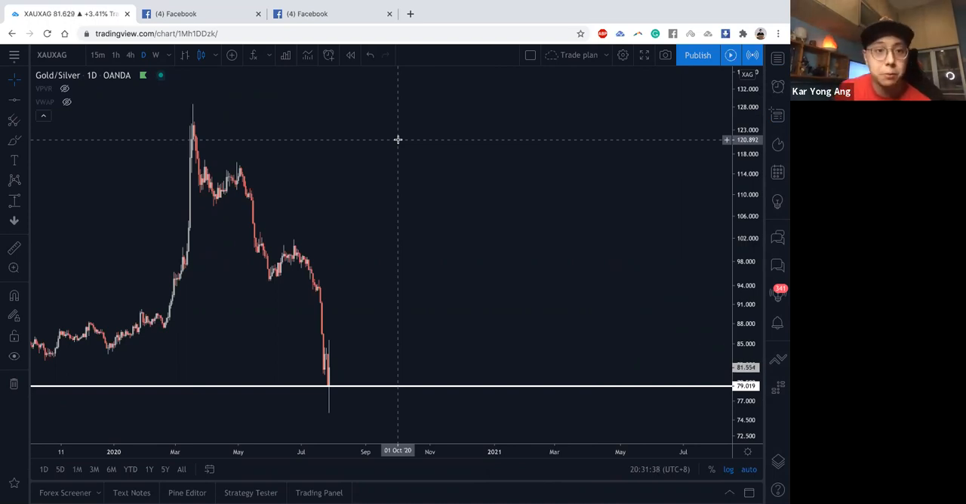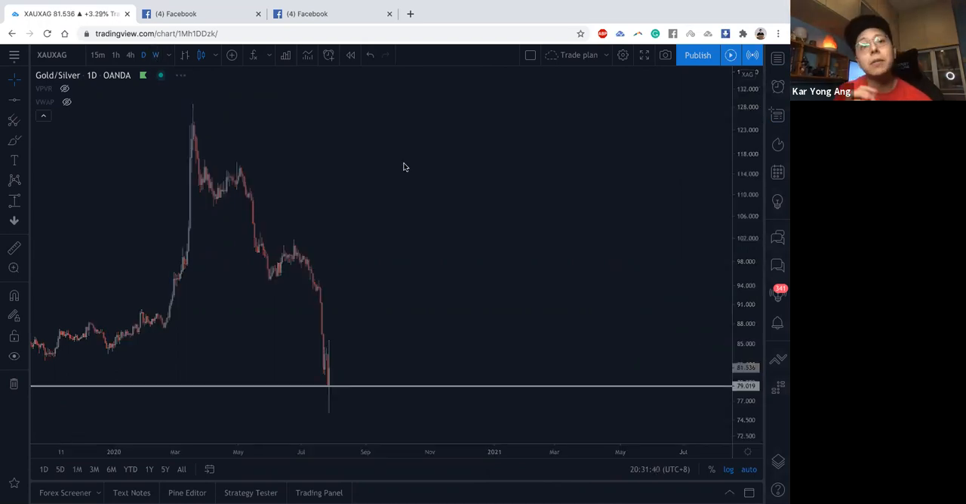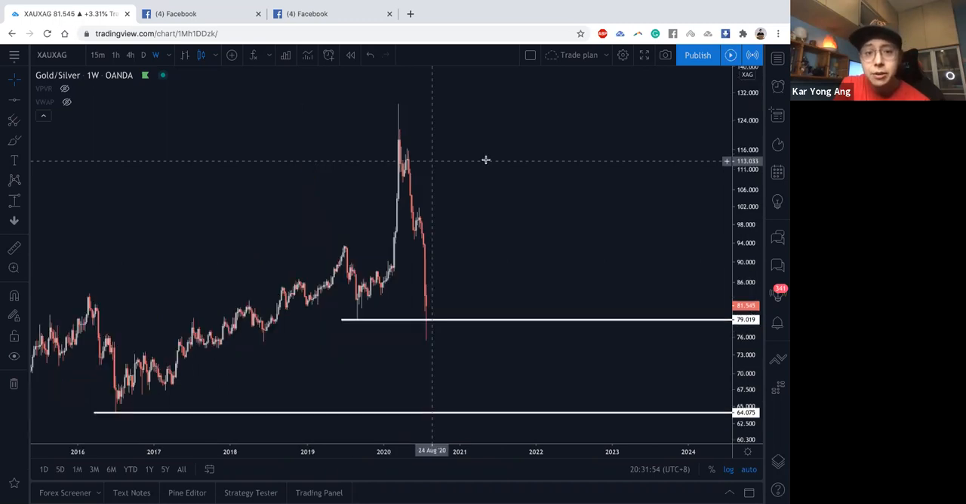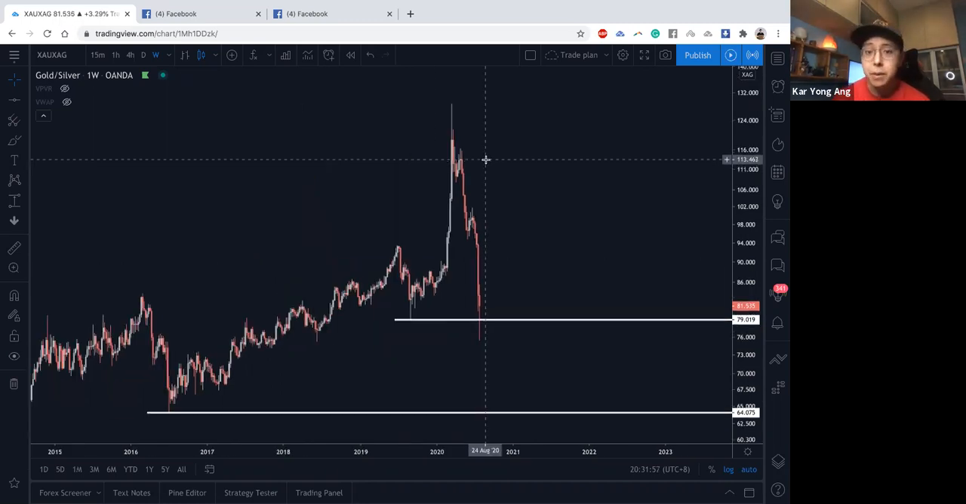Okay, really that simple, nothing fanciful about it. But this here is very, very useful because you'll be able to see between gold and silver which one is relatively stronger, which one is relatively weaker. So this doesn't tell us the direction per se, but it's going to tell us which one is stronger, which one is weaker.